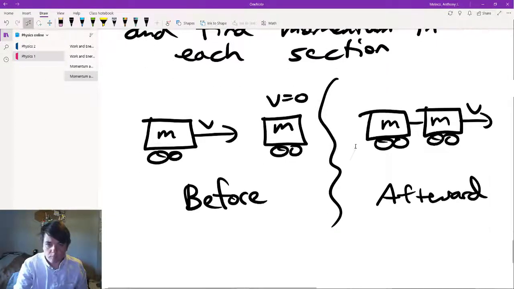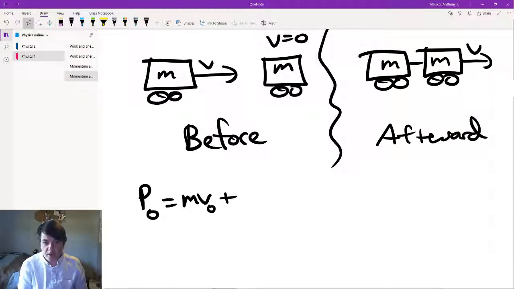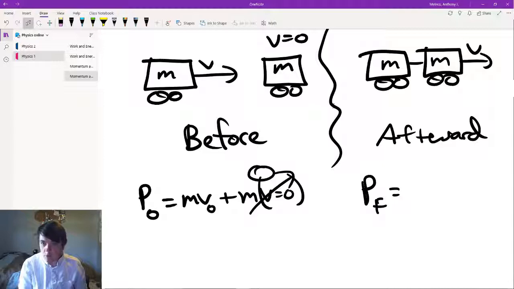Okay, so P initial, momentum initial, is mass times velocity of the first cart. I'll just do initial v, plus m times v, which in this case is equal to 0. Okay, so that goes away because it's 0. P final after the collision is m plus m, because they move together, times the final velocity. Okay?